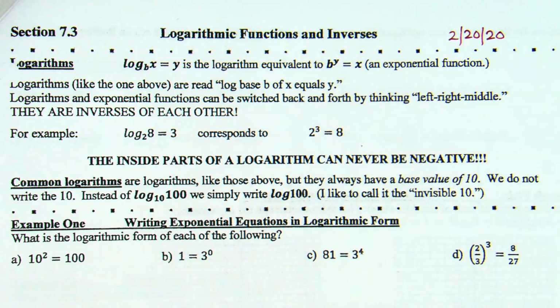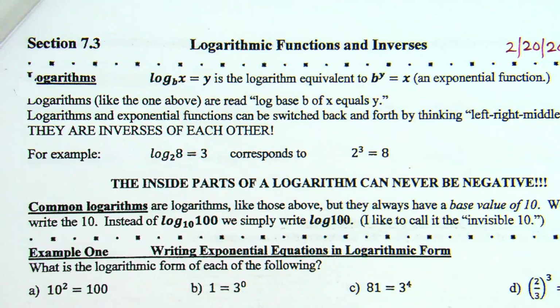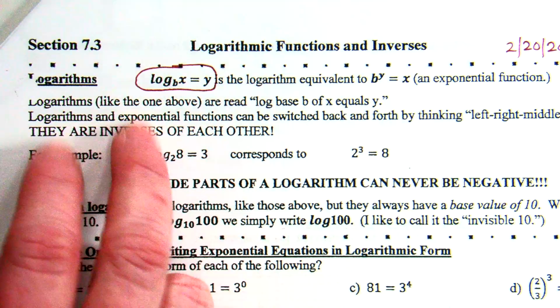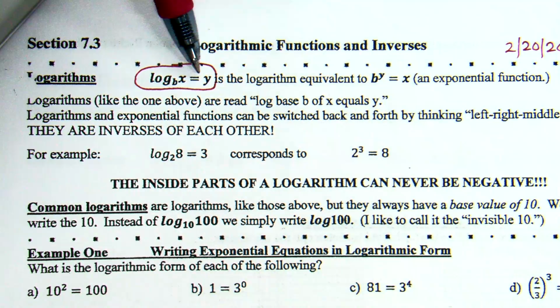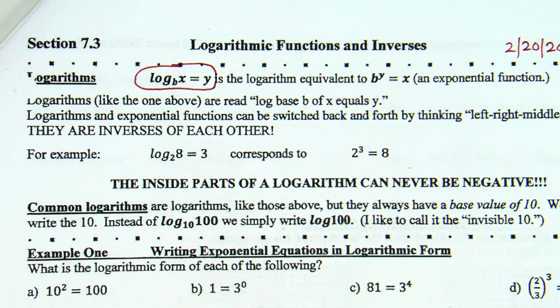So, logarithms. A basic logarithm looks like such, where it's log, a little b, which is like a subscript, an x, and equals y. It's red: log base b of x equals y. So when we read our logs, we read that little number as our base. So log base b of x equals y.